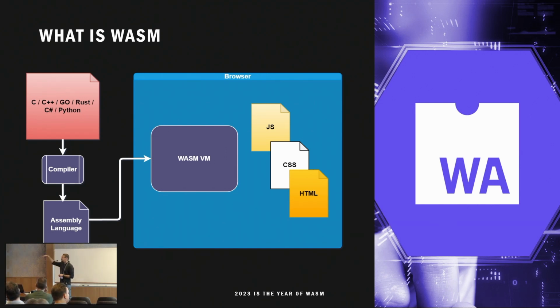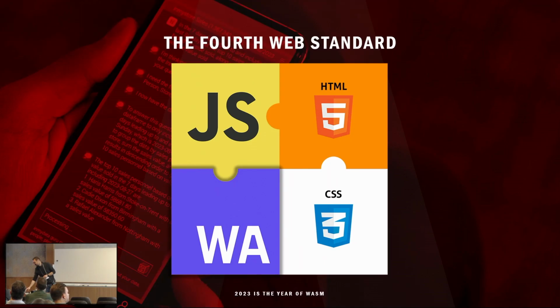So WebAssembly itself is machine code. WebAssembly text format is just a readable representation of the machine code. And we have a virtual machine that sits inside the browser that can execute that code for you. And it sits alongside our traditional technologies within the browser. So today, WebAssembly is the 4th web standard.